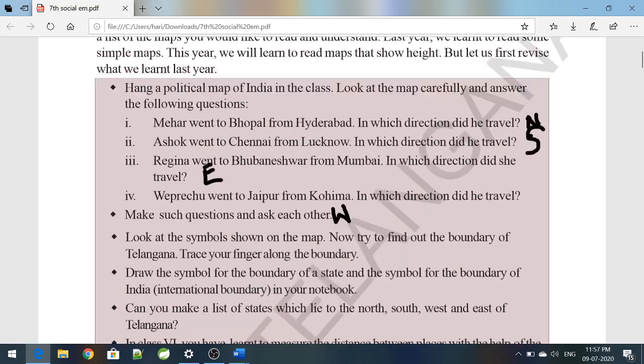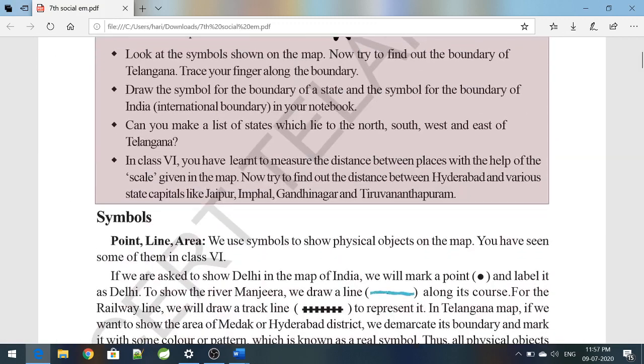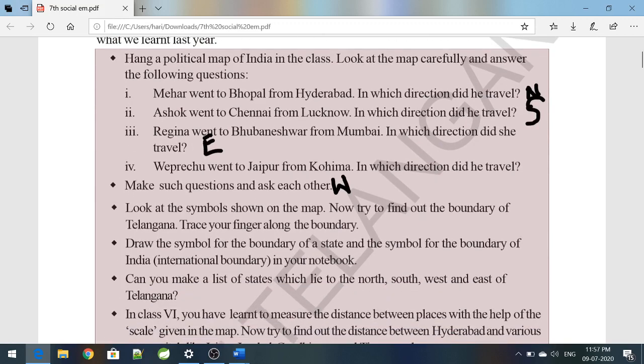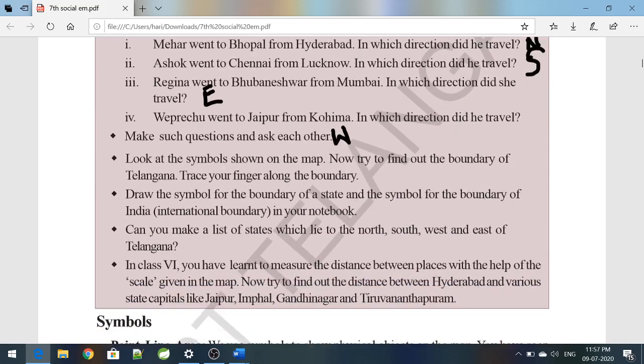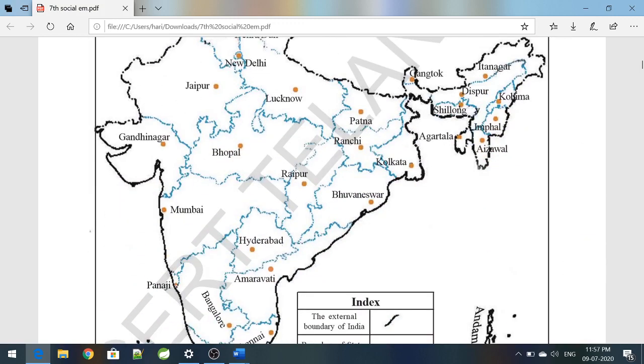With the help of a political map, this is the first question. Meher went to Bhopal from Hyderabad. In which direction did she go? See here, this is Hyderabad and this is Bhopal. So from here to here, she is going towards the north.